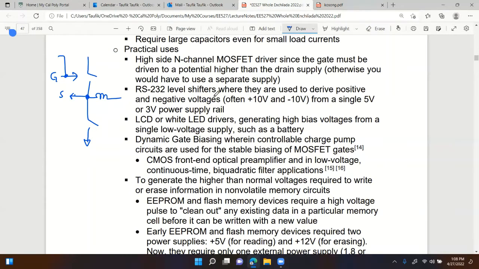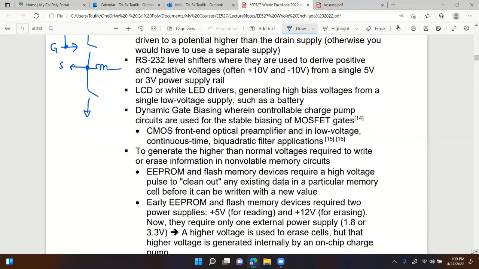And then RS-232 level shifters, where they are used to derive positive and negative voltages, often plus minus 10 volts, from a single 5 volt or 3 volt power supply. And then you can also use charge pumps for LCD or white LED drivers, generating high bias voltages from a single low voltage supply, such as a battery. So from a battery, you boost the voltage up, right, using a charge pump to drive LEDs.